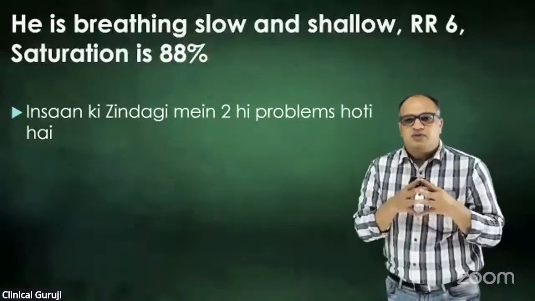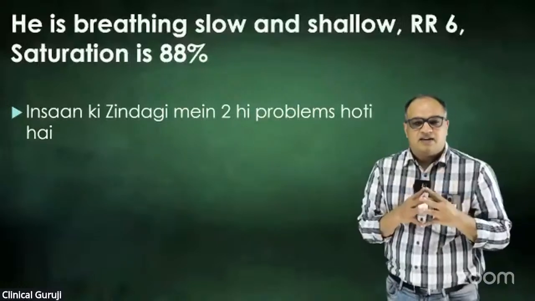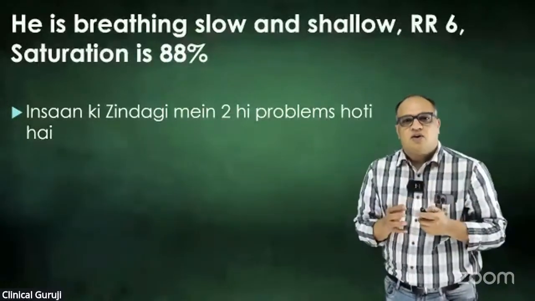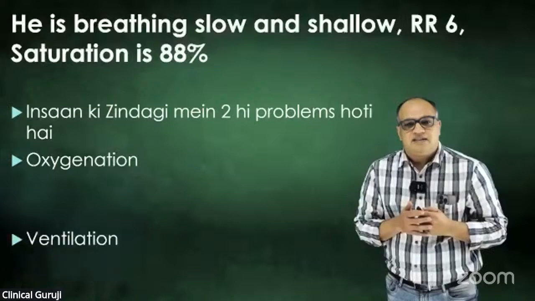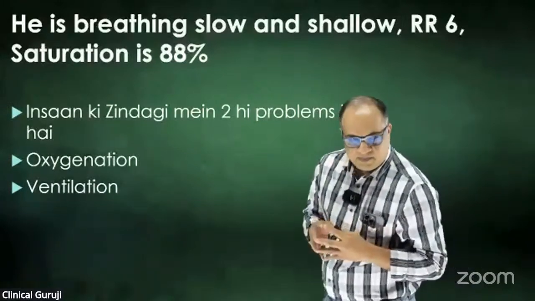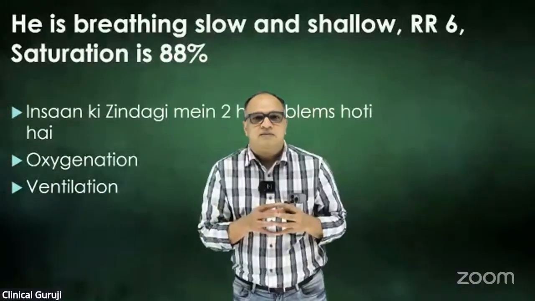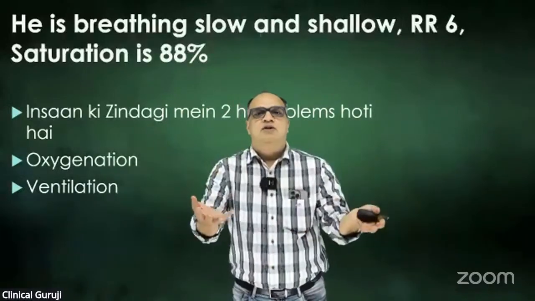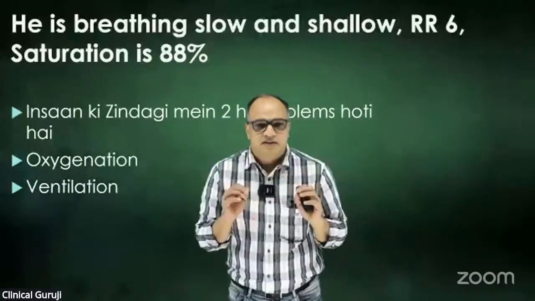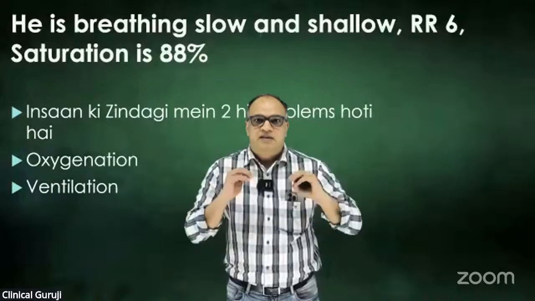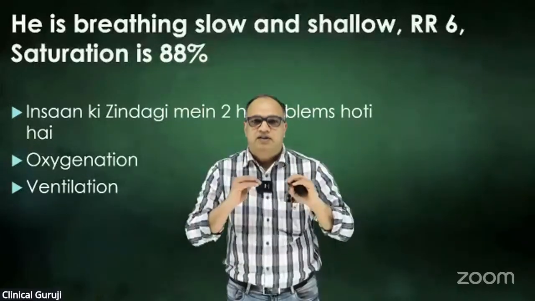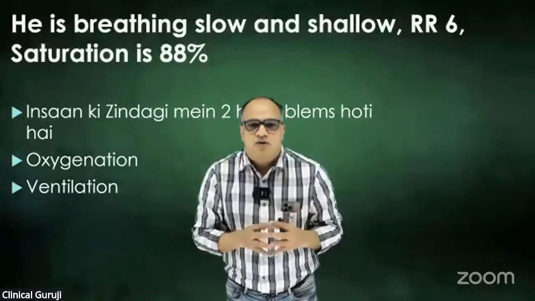A person has only two kinds of problems in his life. One is oxygenation, and the other is ventilation. Oxygenation means oxygen goes from the atmosphere into your bloodstream. Ventilation means CO2 going out of your bloodstream into the atmosphere.